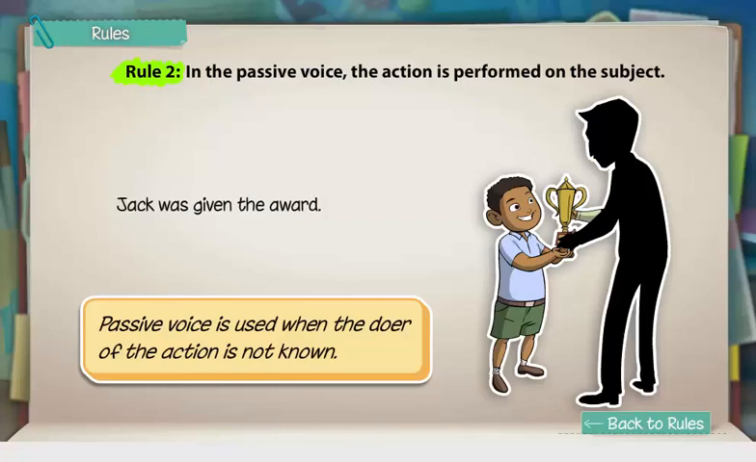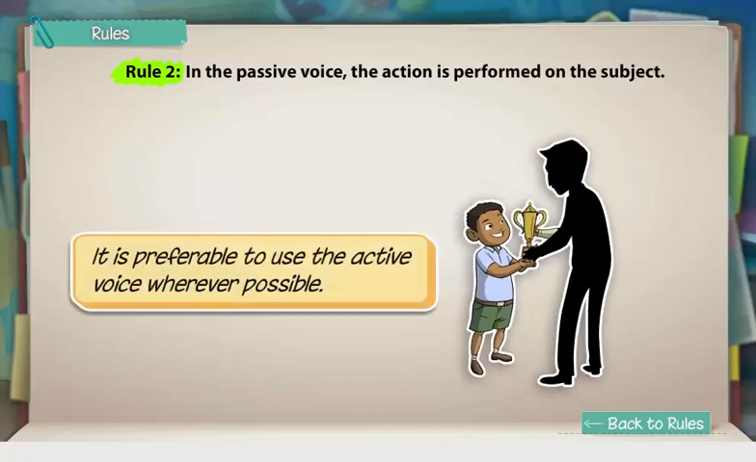Similarly, in this example, the subject, Jack, is the receiver of the action. We do not know who gave Jack the award, so the sentence is in passive voice. The active voice is more direct, so most writers prefer to use the active voice whenever possible.